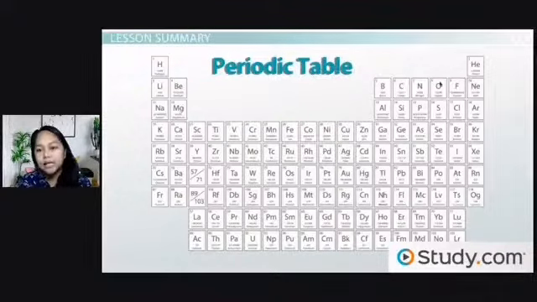Group 6 is your oxygen group, the oxygen family. Then your fluorine, chlorine, bromine, iodine, and so on. These are your halogens, and they are called group 7A. And of course, you have group 8A, which are your noble gases. So again, group 1, 2, then 3, 4, 5, 6, 7, and 8. These are your A groups.